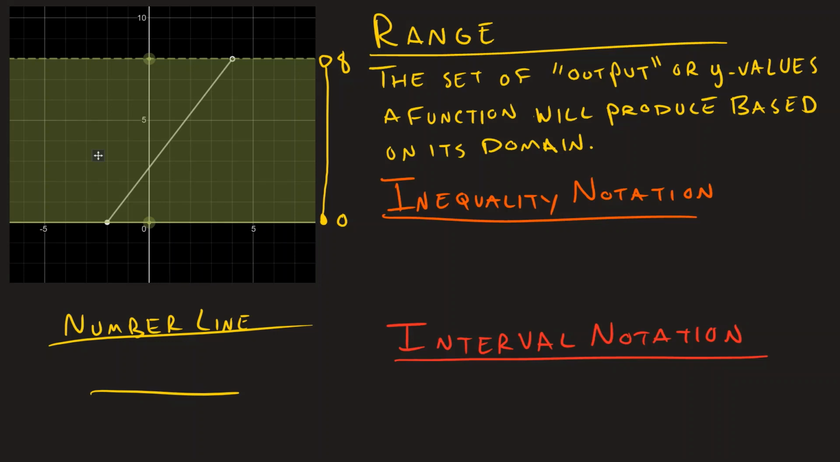Remember, we're going from bottom to top. That means left to right. It's going to be solid at 0, open at 8. And now we can use this to write our inequality notation.